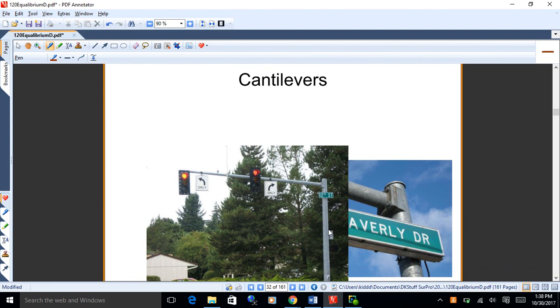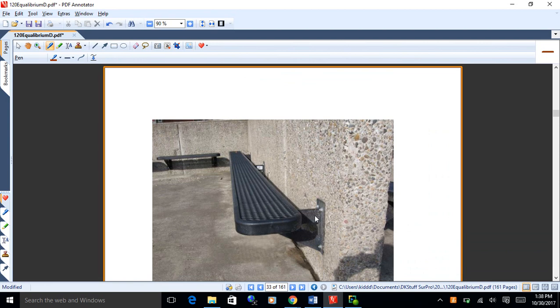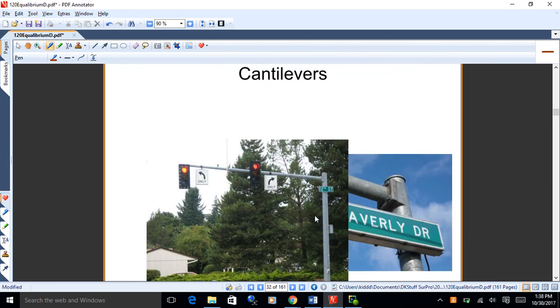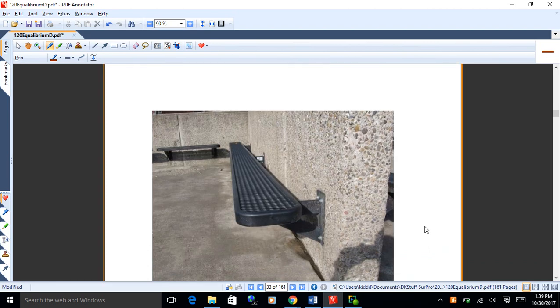All right, let's look at cantilevers. Now, cantilevers have a solid support at one end of the beam. So here's this street stoplight support. They've bolted that thing onto the post so solidly that that would be a cantilever support. They've bolted the bench right into the wall, so that's a cantilever.